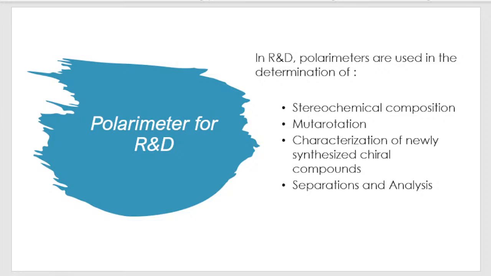The second way polarimeters are used in R&D is for mutarotation. This is the change of the optical rotation because of the change in equilibrium between two anomers. And also it's used for the characterization of newly synthesized chiral compounds, and also in separation and analysis. So these are a few of the most common ways that polarimeters are used in the R&D phase of the pharmaceutical industry.